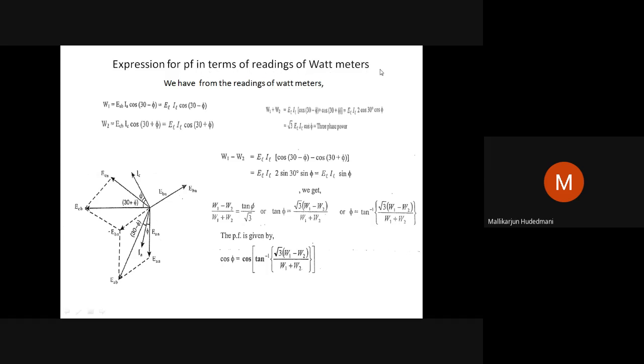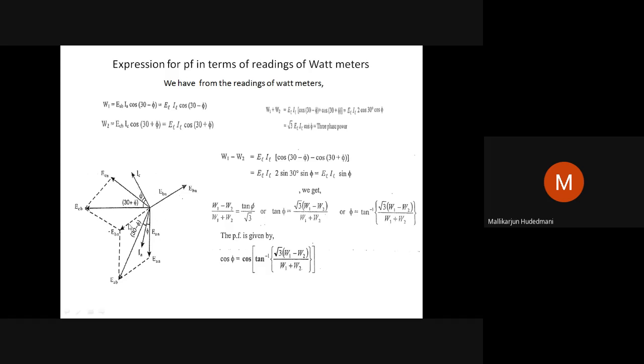To start this, our work begins. We have from the readings of 2 wattmeter. When we measure power in a three-phase circuit by the 2 wattmeter method, generally we have two equations. One is W1 equals EAB IA cos 30 minus phi, nothing but ELIL cos 30 minus phi. The second is ELIL cos 30 plus phi. You may ask me, if these two are exchanged, will it matter? Definitely it does not matter. It depends on book to book.